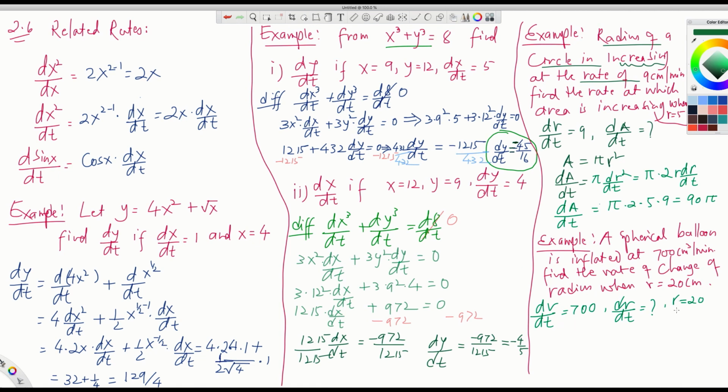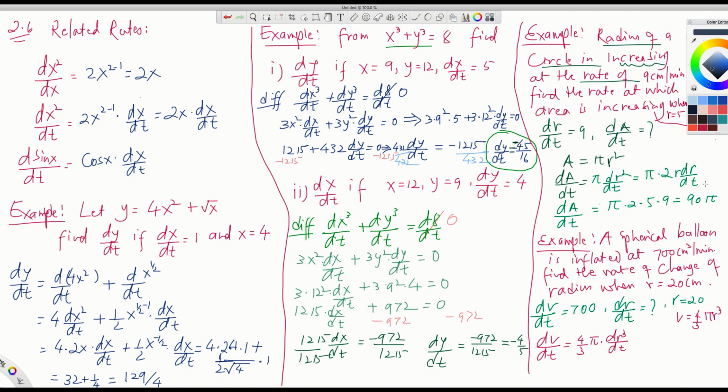For this problem, you need to know the volume formula for the sphere. What is the formula for the volume? V is, I think, 4/3 pi r cubed, right? So we use that and then find the derivative. So what do you get from here? dV over dt will be 4/3 pi times d(r cubed) over dt. I'm finding the derivative of this on both sides.